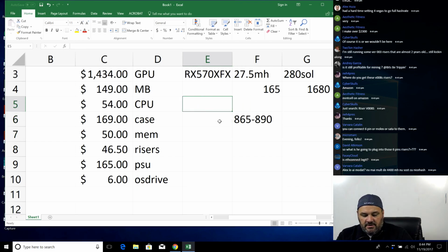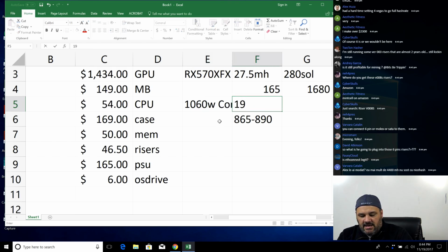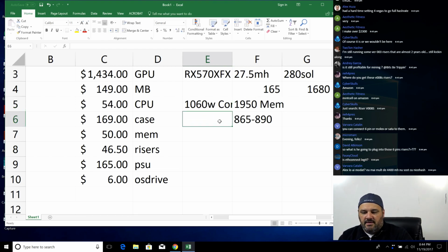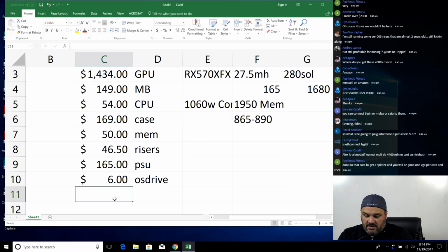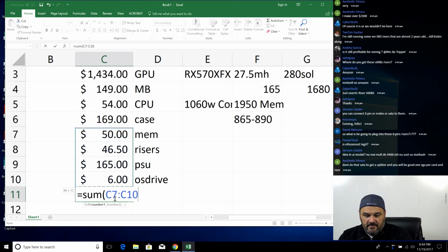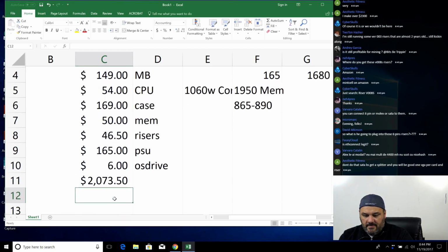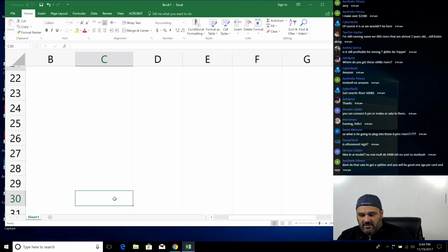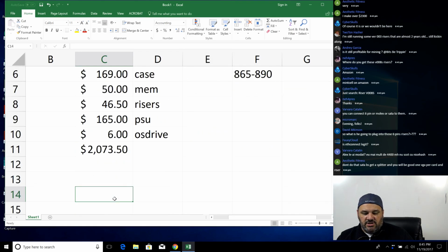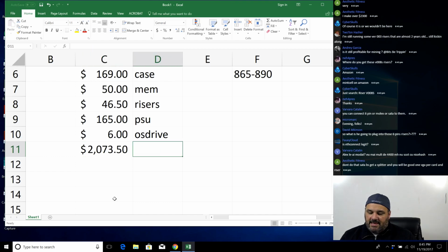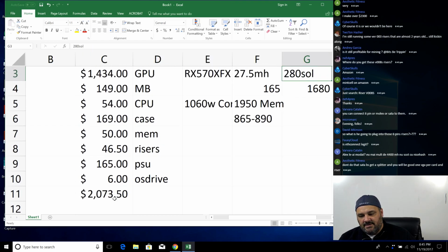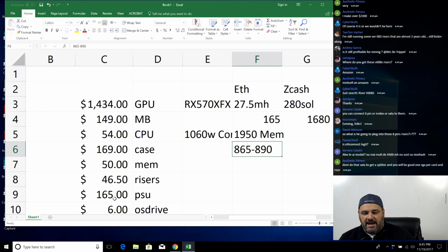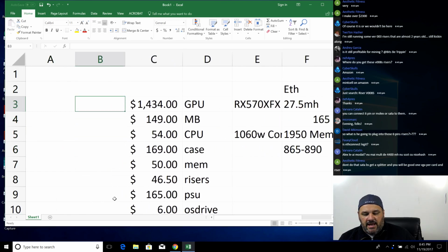You're probably not at 1060 watts on the core, and on this one you'll be at 1950 memory setting. So that particular rig, total cost will sum to $2073. So just at $2,000 right now for a rig like that at those kind of settings. 165 mega hash.